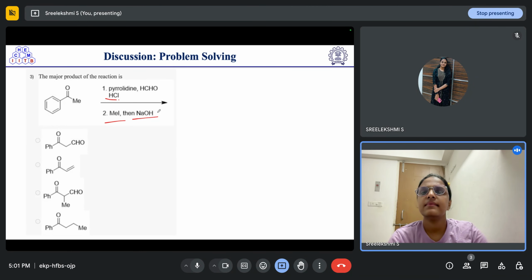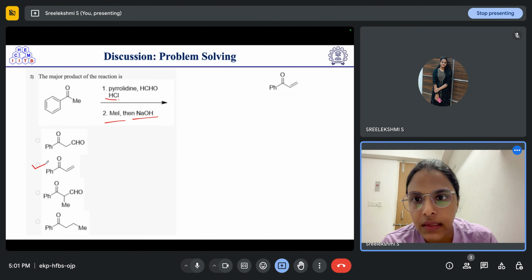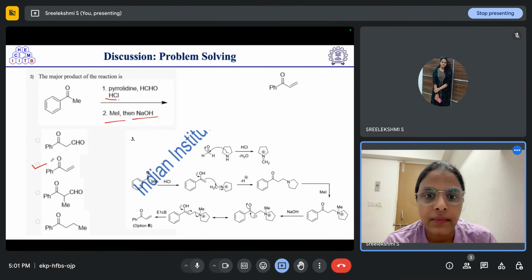So these may be questions you have already solved, and you have already gone through the assignment solutions as well, so we will quickly go through this. Here the correct answer is option B. What is happening here is that first this pyrrolidine will add upon this ketone to form this intermediate in presence of HCl.